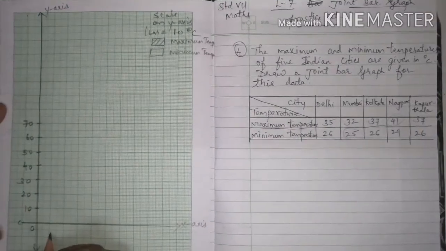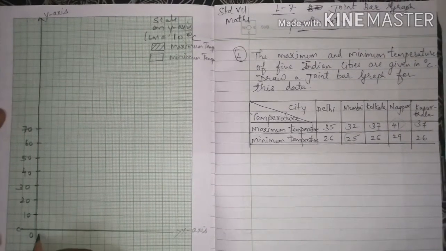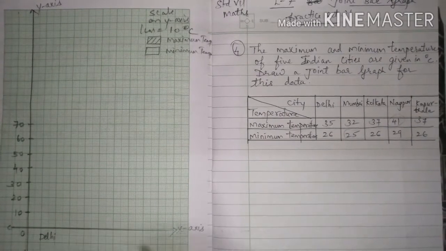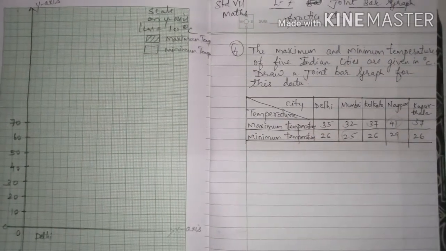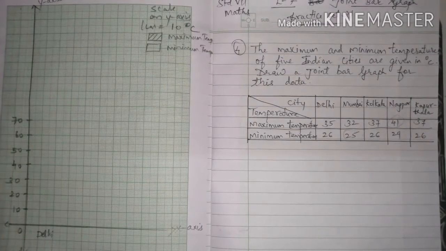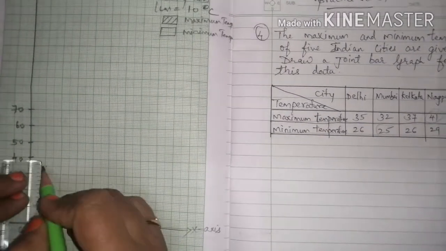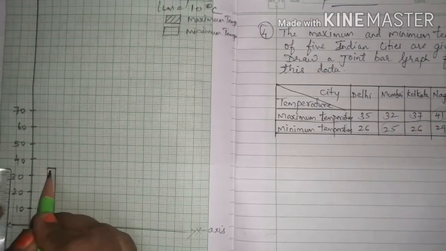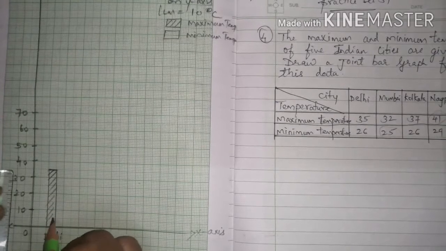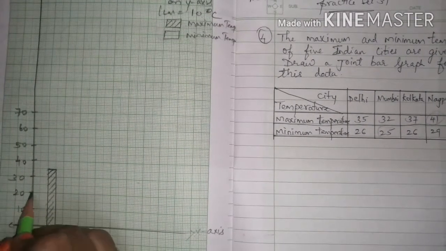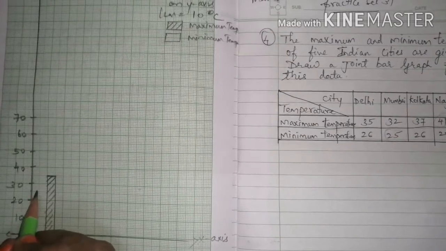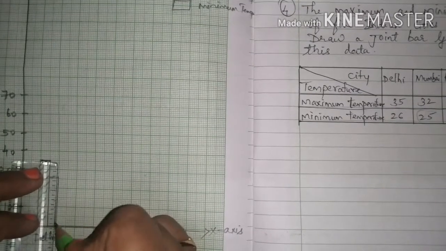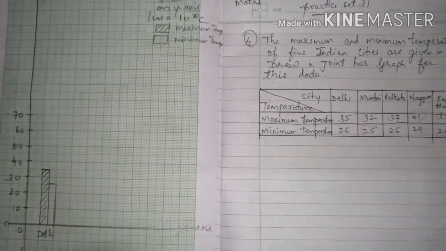So let's draw the first city. Cities will be shown on the x-axis. For the first city, we leave one box. The first city is Delhi. Delhi's maximum temperature is 35. So above 30 you have to go 5 boxes up. So exactly here is 35. This half part shows the maximum, 35, by shaded, and the minimum temperature is 26. So above 20 you have to go 6 boxes up. So here will be the 26. This one is your minimum temperature of Delhi.